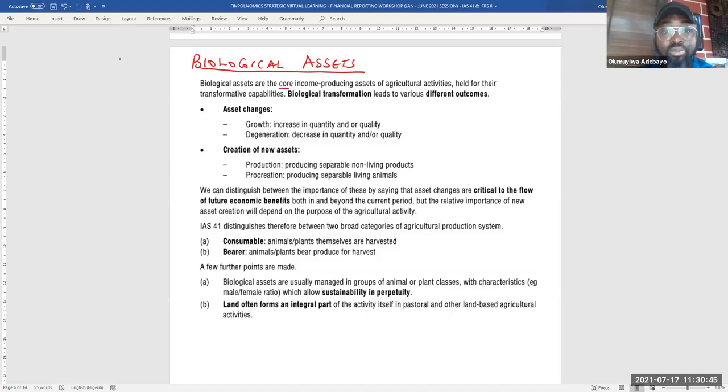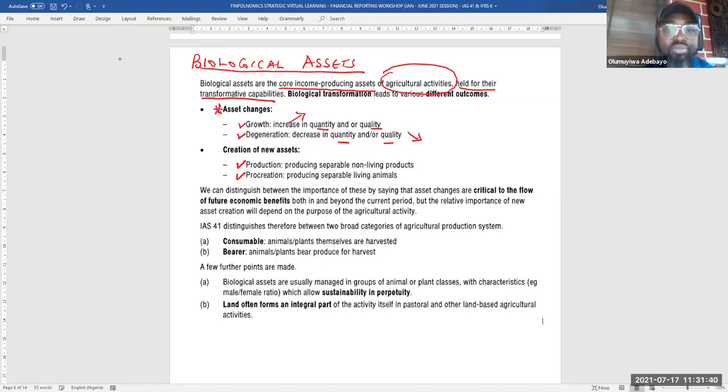Now look at the first attribute: biological assets are core income-producing assets within an agricultural activity. Now, one of those key things also is that they are held for their transformative capabilities. And remember, their transformative capabilities may include growth, degeneration, production and procreation. Now, growth means increase. Degeneration means what? Decrease, in units, which is quantity, or in size, which is quality.